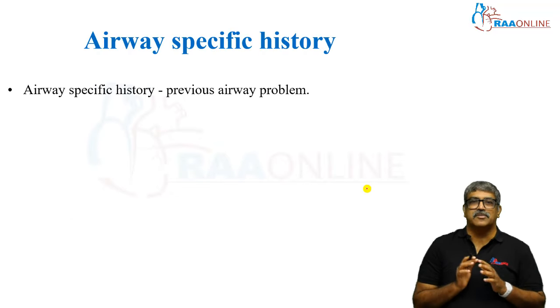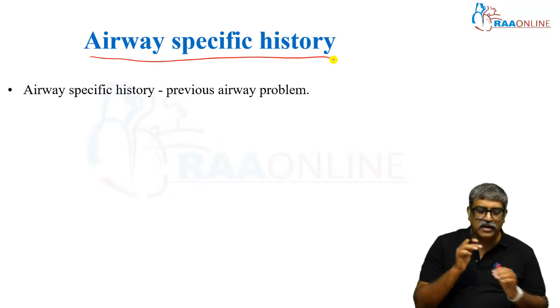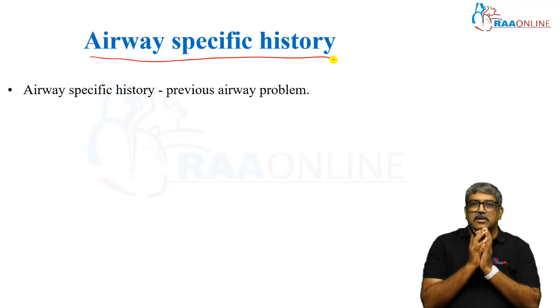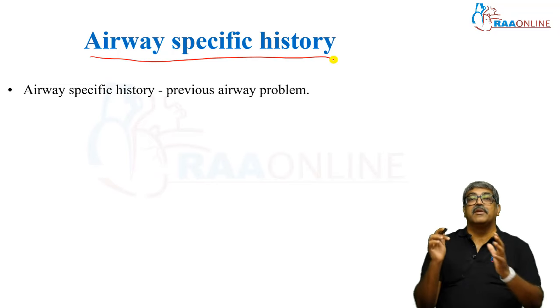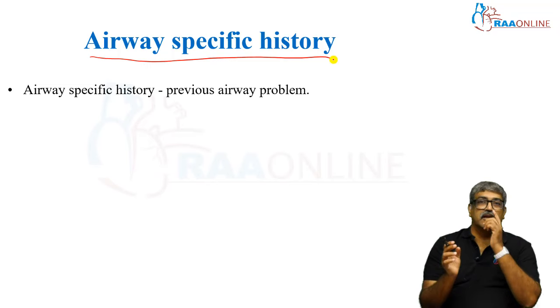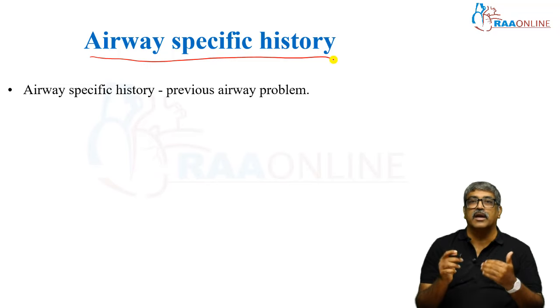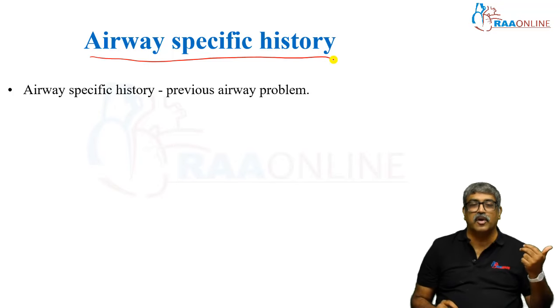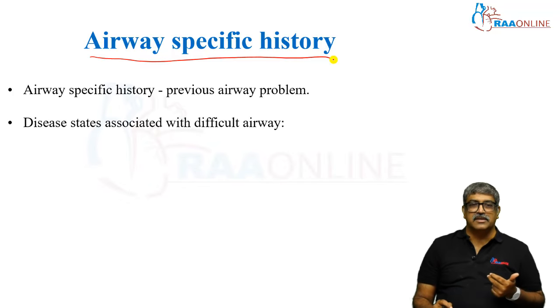Now coming to the first part, airway specific history. You should ask whether any previous airway problem was there, any nasal obstruction or snoring, any difficulty in breathing. Those points you should stress during history.